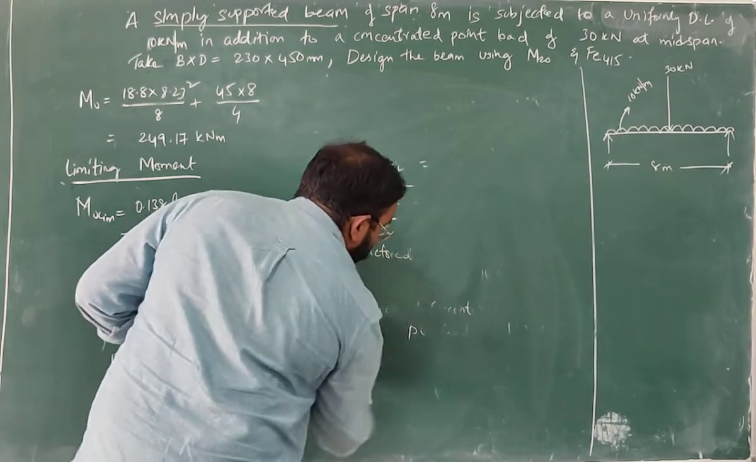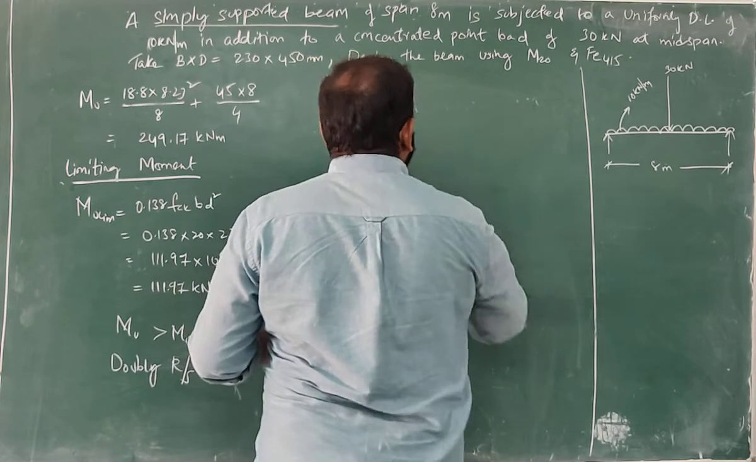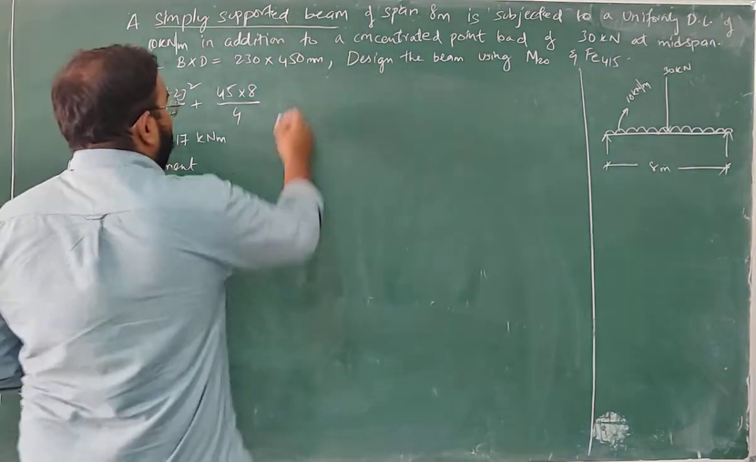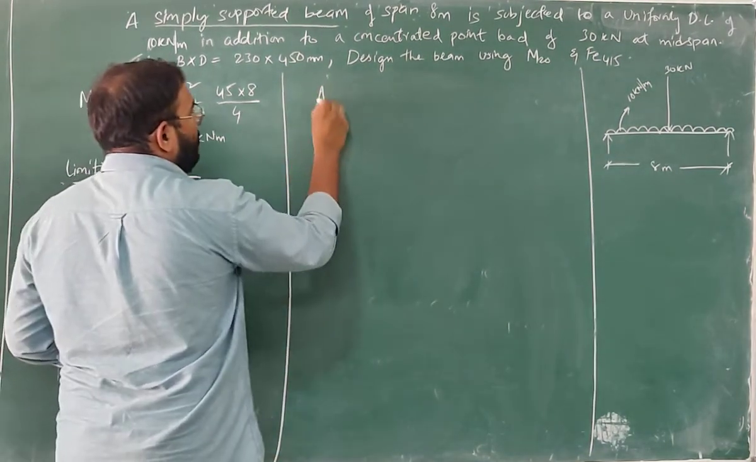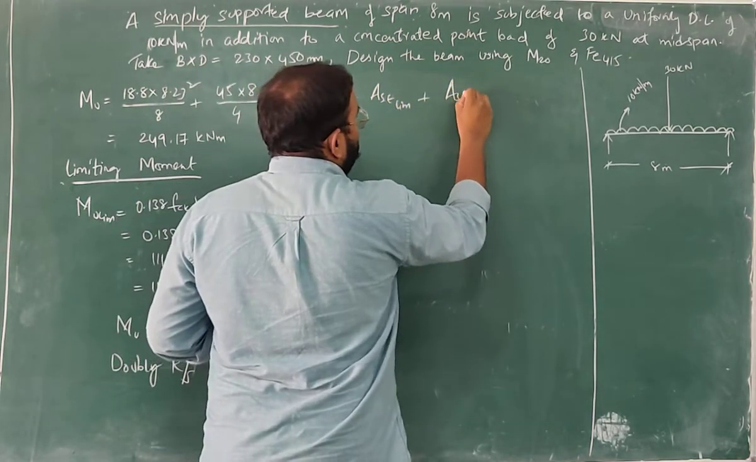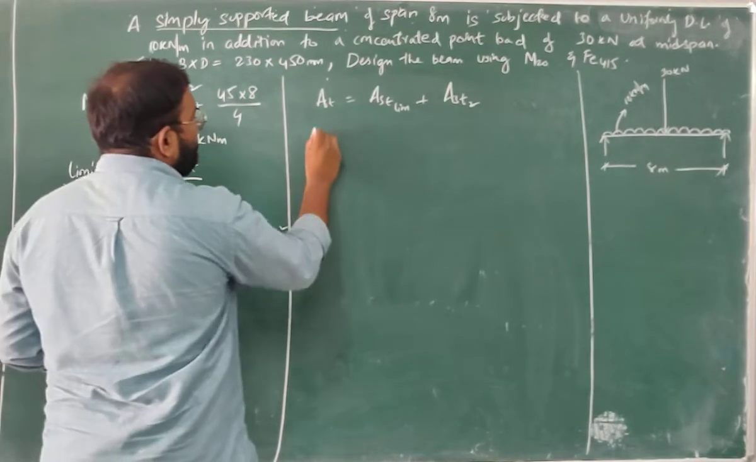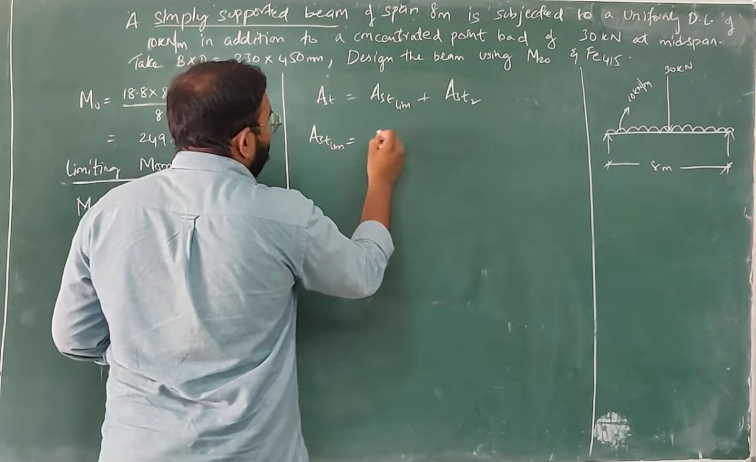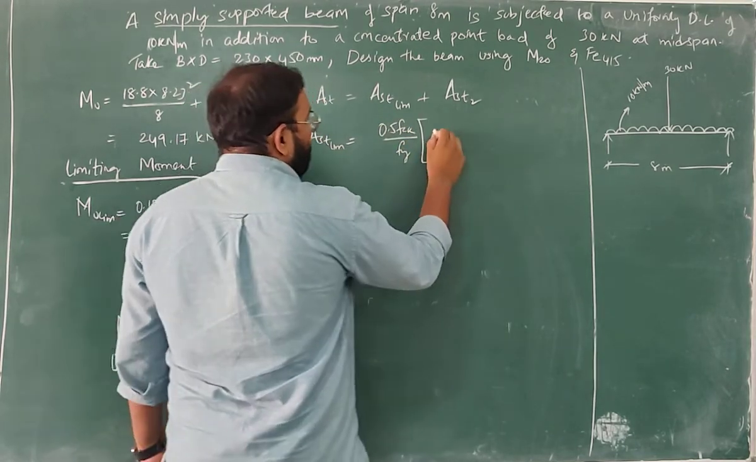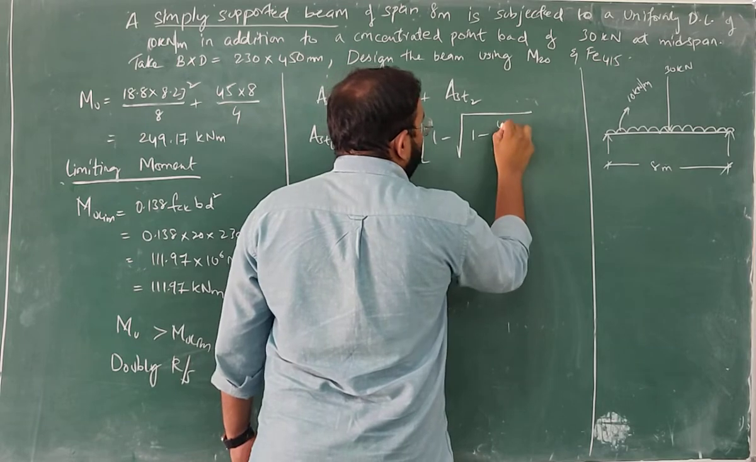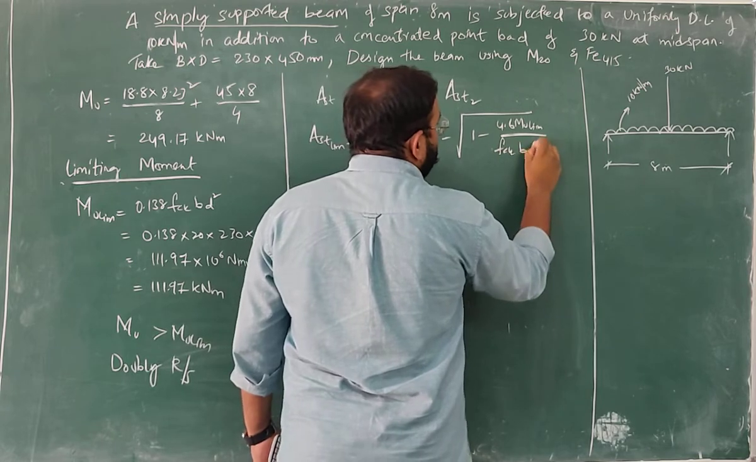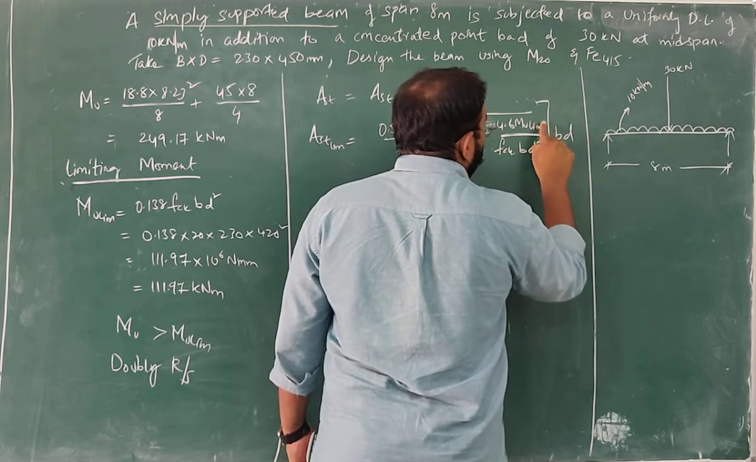Area of reinforcement is classified into two types here: Ast lim, limiting Ast, plus Ast2, additional reinforcement. So total Ast is equal to Ast lim plus Ast2. Ast limiting is equal to 0.5 fck by fy into 1 minus root of 1 minus 4.6 Mu limiting by fck bd square, into bd.